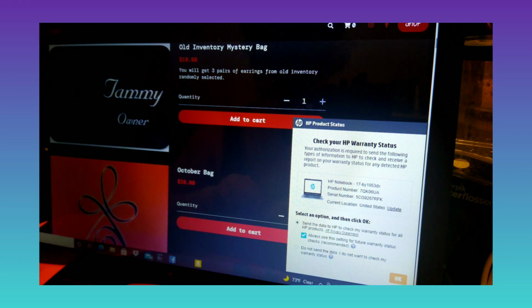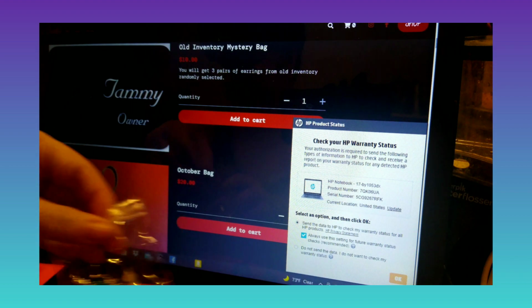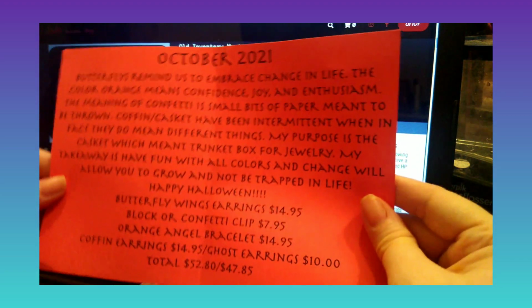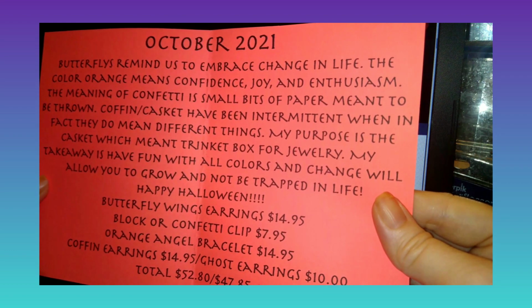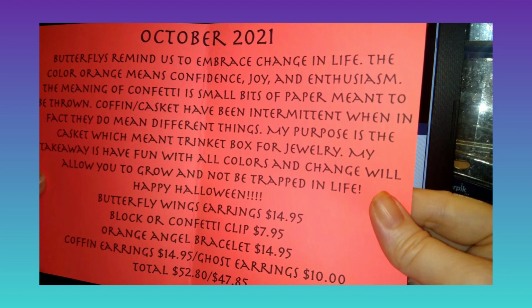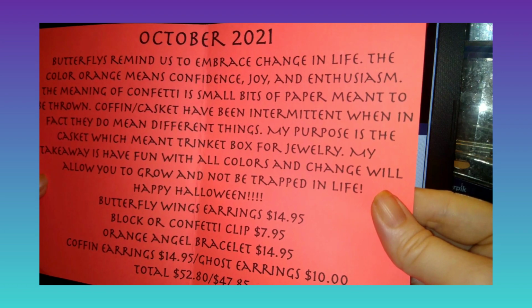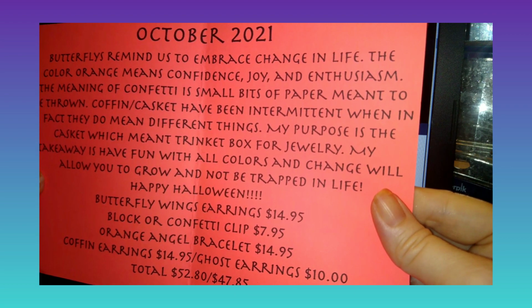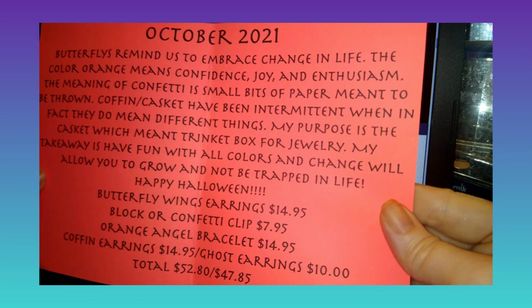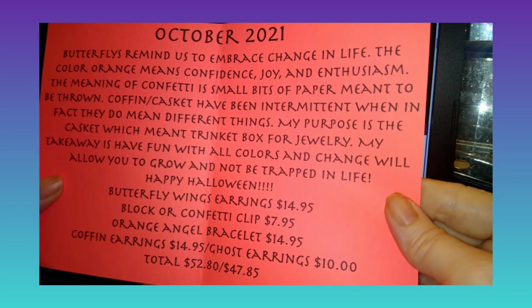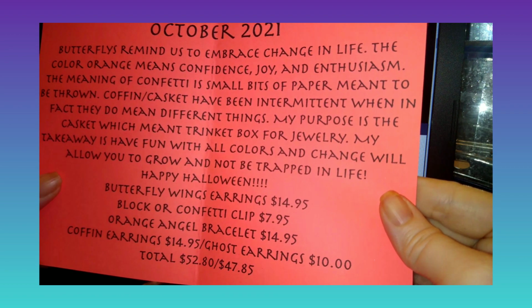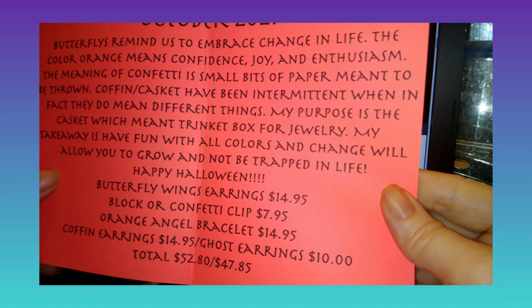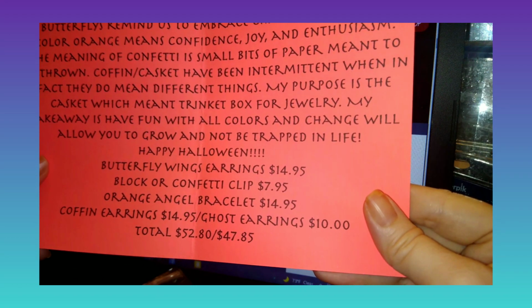And then for October 2021, butterflies remind us to embrace change in life. The color orange means confidence, joy, and enthusiasm. The meaning of confetti is small bits of paper meant to be thrown. Coffin and casket have been used interchangeably when in fact they do mean different things. My purpose is the casket, which meant trinket box for jewelry. My takeaway is have fun with all colors, and change will allow you to grow and not be trapped in life. Happy Halloween.